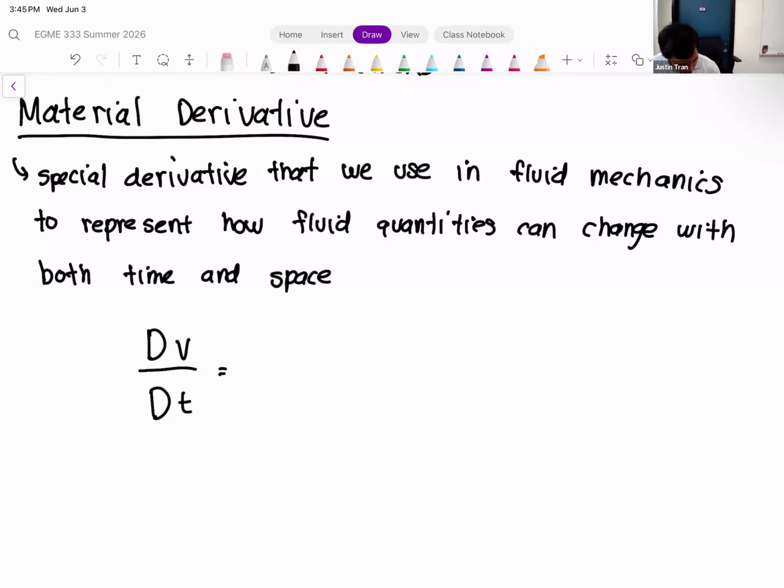It's given by the following. We have V here, which can be any quantity, although traditionally this is the velocity. This is equal to the partial derivative of V with respect to time. We'll talk about how that derivative is different from the material derivative in a second. And then we have all these contributions that have to do with changes in space.